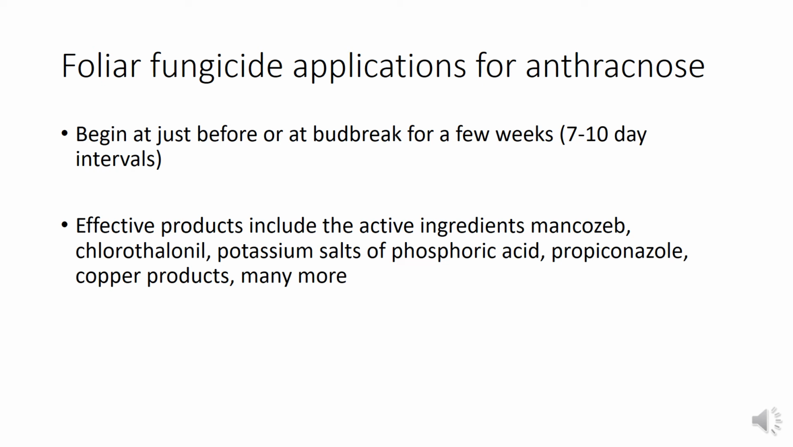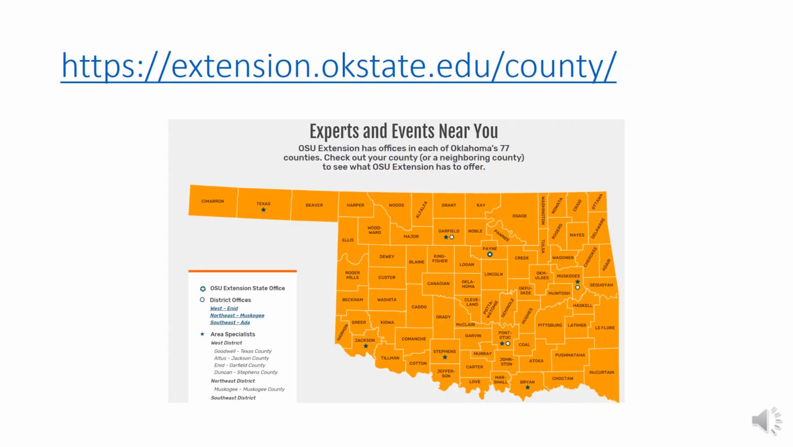intervals. And the active ingredients that we look for at the local garden center include mancozeb, chlorothalonil, potassium salts of phosphoric acid, propiconazole, copper products, and you may find others. Most of the fungicides that are available at garden centers are effective for this pathogen. You just have to make sure that it is safe to apply on that site, which is the sycamore.